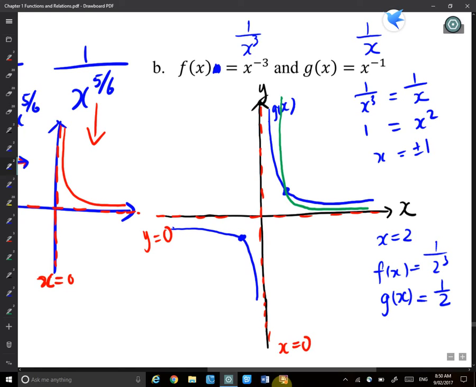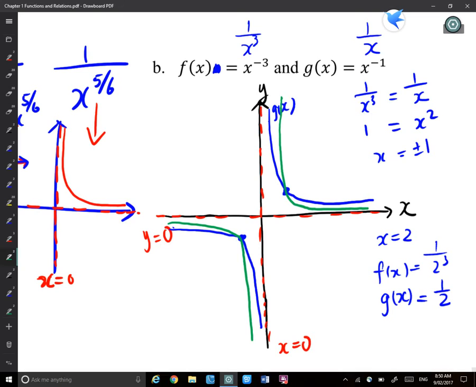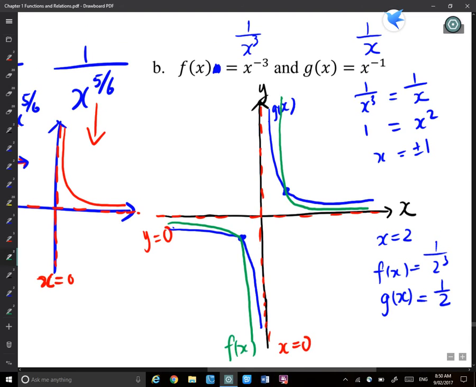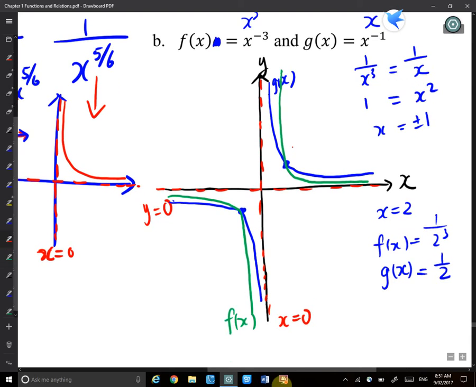Okay, the blue one is your gx function. And your fx function needs to be lower than that. Like this. Okay, that is your fx function. So you have 0, 1, 1 and -1, -1.